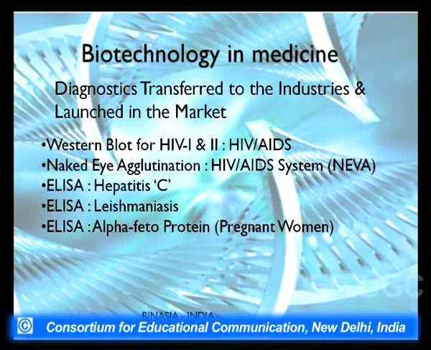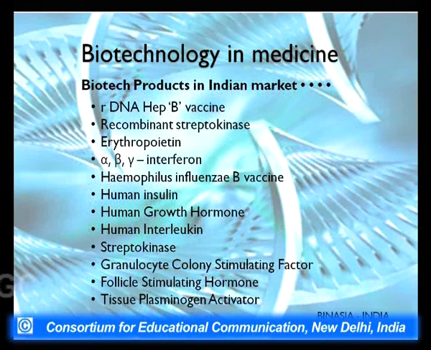For diagnostics, we have diagnostic kits for Western blot for HIV detection, ELISA for hepatitis C detection, ELISA for leishmaniasis, and for alpha fetoprotein detection. And some of the products which are currently in the Indian market are rDNA Hep B vaccine, erythropoietin, alpha, beta, gamma interferons, human insulin as I had already described, human growth hormone, human interleukin, streptokinase, follicle stimulating hormone, GCSF, that is granulocyte colony stimulating factor, and tissue plasminogen activator.